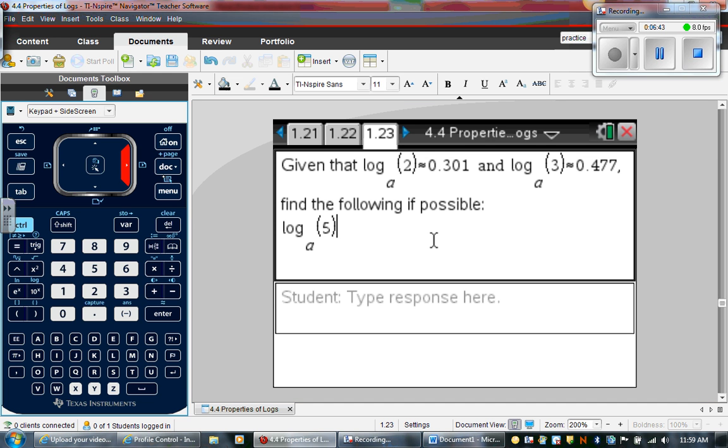And for this one, there isn't. Log base A of 5 can't be found using these properties and the information given. So this is not possible. And occasionally you will run into something like that.